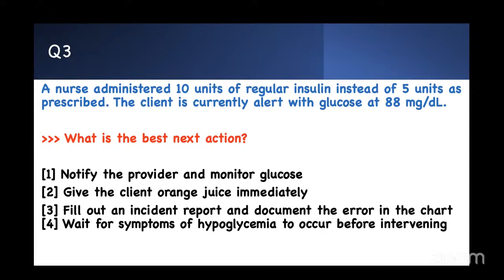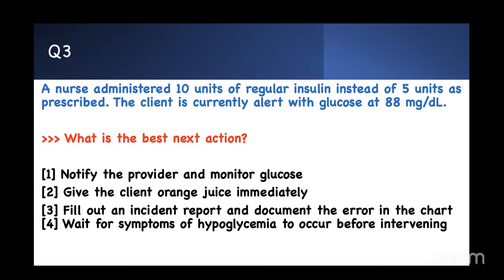What do you think? I give you 10 seconds on this one. Do you notify the provider and monitor the client's sugar? If you know, put down your answer. Give the client orange juice immediately. Fill out an incident report and document the error in the chart. Wait for symptoms of hypoglycemia to occur before intervening.